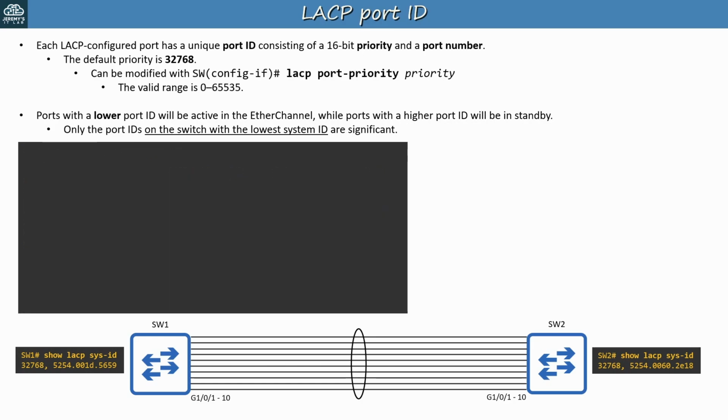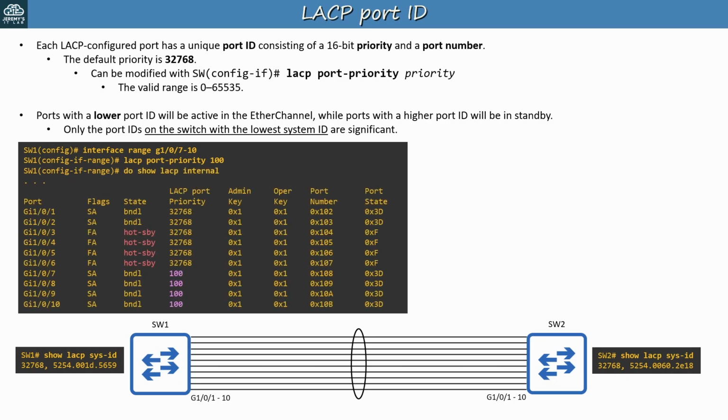Now let's try changing the port priority on switch 1. On G1/7 to 10, I configured a priority of 100. This is lower than the default of 32768, so what do you think happens as a result? Here's show LACP internal again. This time, G1/3 to 6 are in standby.